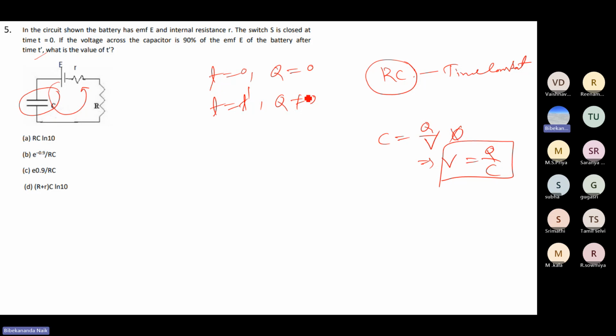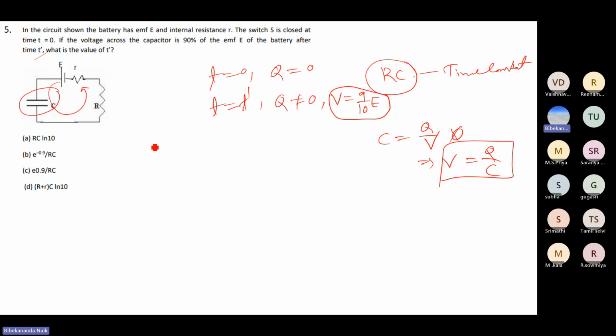So what is the voltage drop after the time t prime? The voltage drop is 90% of the EMF, that is 9 by 10 of the EMF E. So this is the voltage after time t prime across the capacitor. So now we need to find out what is that time after which the voltage across the capacitor will be 90% of the maximum value.